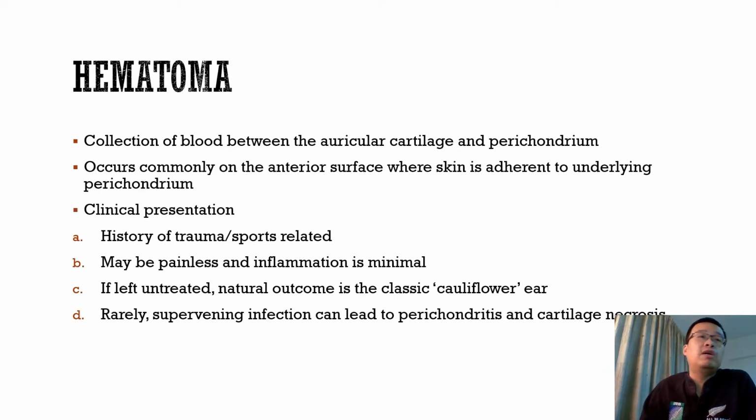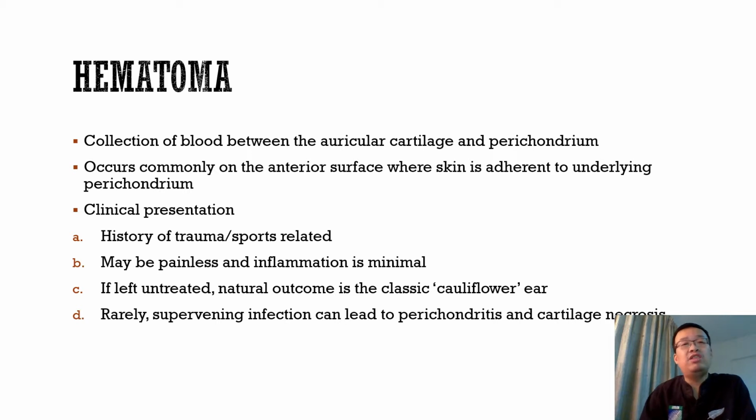So what's a hematoma? It's basically a collection of blood between the auricular cartilage and the perichondrium. It occurs commonly on the anterior surface where the skin is adherent to the underlying perichondrium. Clinical presentation, there's a history of trauma, for example, motor vehicle accidents, sports related, things like rugby, mixed martial arts, boxing. It may be painless, and the inflammation is minimal.